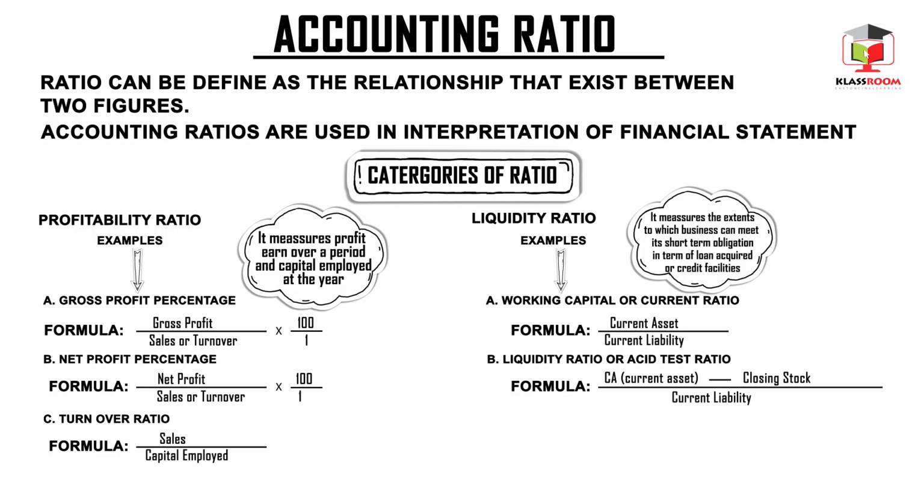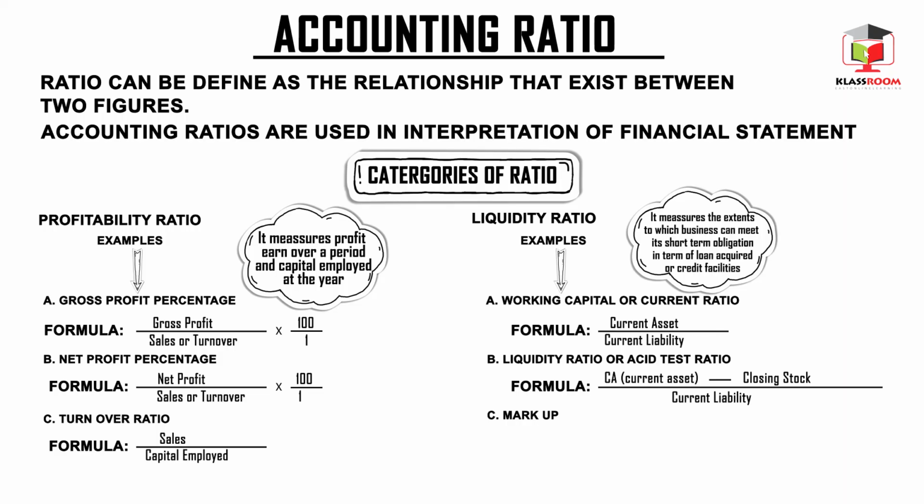CA stands for the current asset, minus the closing stock. That is the value of goods left unsold at the end of the accounting period, and divided by the current liability. A very good example of current liability is the creditor. So when we go through this procedure, at the end of the day we obtain either the liquidity ratio or the acid test ratio. And thirdly, you have the markup.